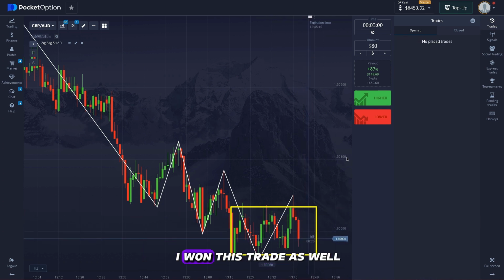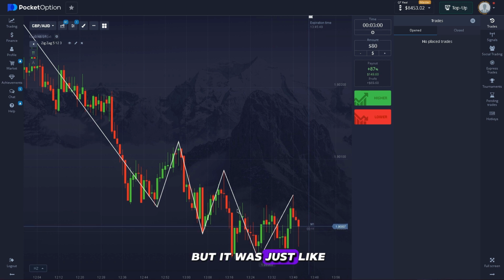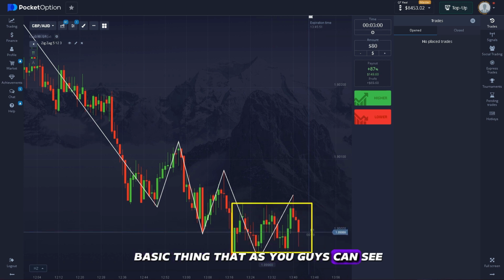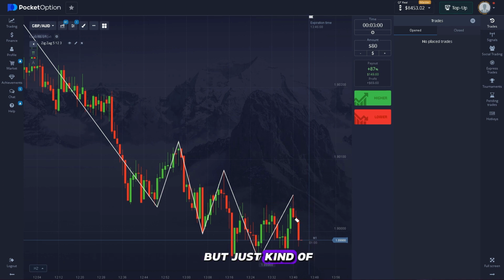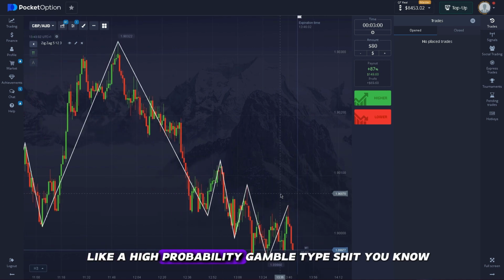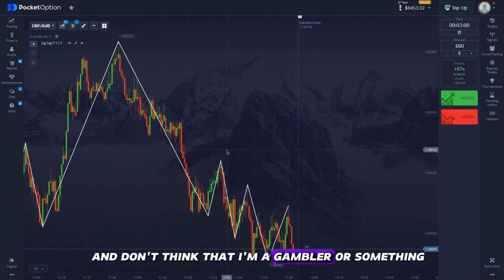As you guys can see, I've won this trade as well, and I won't say it was my analysis, but it was just a basic thing: as you guys can see, there was a kind of zone in here, and then the market went up, and then I just placed a down trade and it went down. So it's just kind of a high probability gamble type thing, you know. I hope you understand and don't think that I'm a gambler or something.